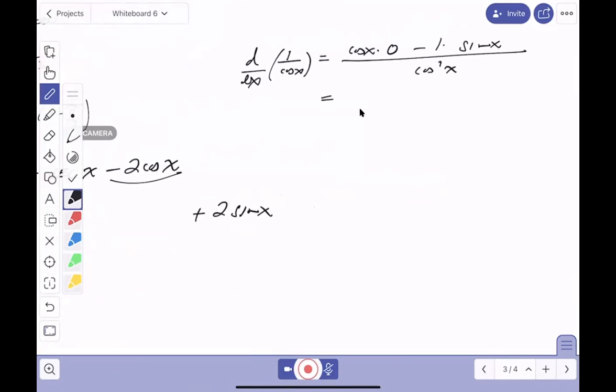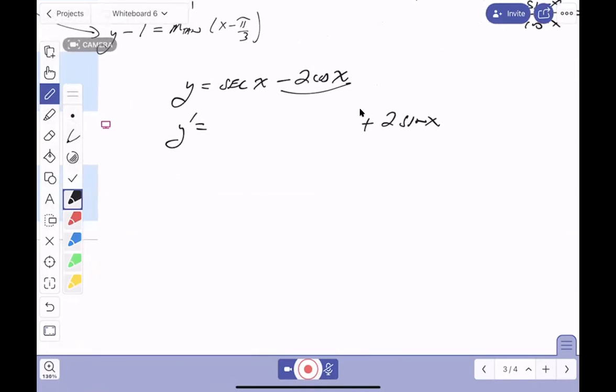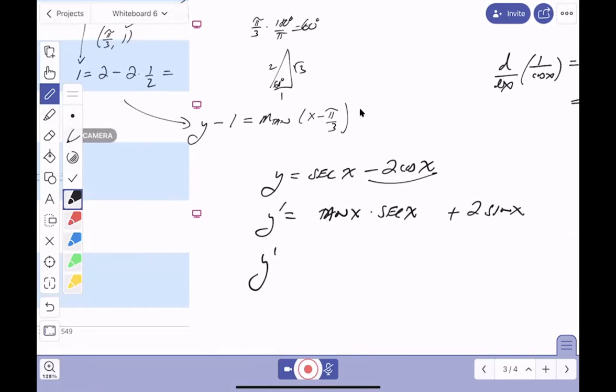Well, I'm sorry, that's minus sine. Sorry about that. What do you get over there? You get sine x over cosine squared x. And what's that going to give you? Well, that's sine over cosine, which is tangent x, times secant x. Well, let me write that down. Tan x times secant x. I've got to do y prime at what number? Pi over 3.